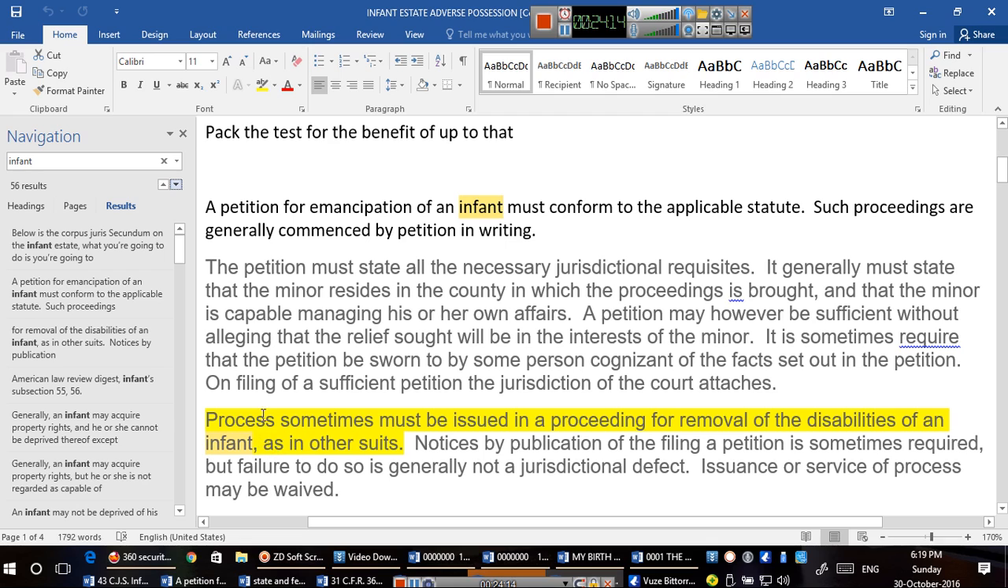58 results. Process sometimes must be issued in a proceeding for removal of disabilities of an infant as in other suits. Notice of publication. This is service of process. A petition for emancipation of an infant must conform to the applicable statute. Such proceedings are generally commenced by petition in writing. Thus, that's where this information was coming from. A petition for emancipation of an infant must conform to applicable statutes for the removal of disabilities of an infant.